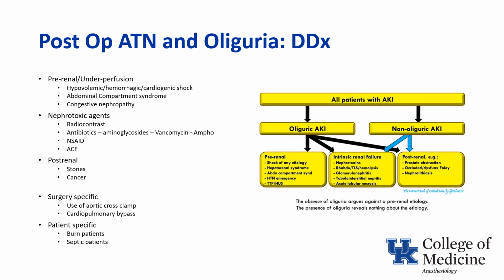Surgery specific, cardiopulmonary bypass is a big culprit, but any large non-cardiac surgery can also lead to postoperative oliguria and AKI. Aortic cross clamp is one as well. And then patient-specific problems, things like burns, right? And then just sepsis and critical illness in general can lead to oliguria postoperatively.